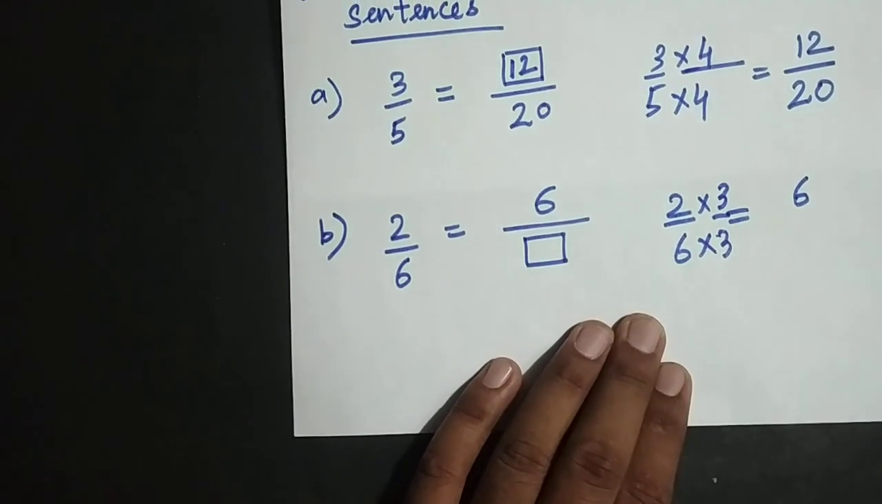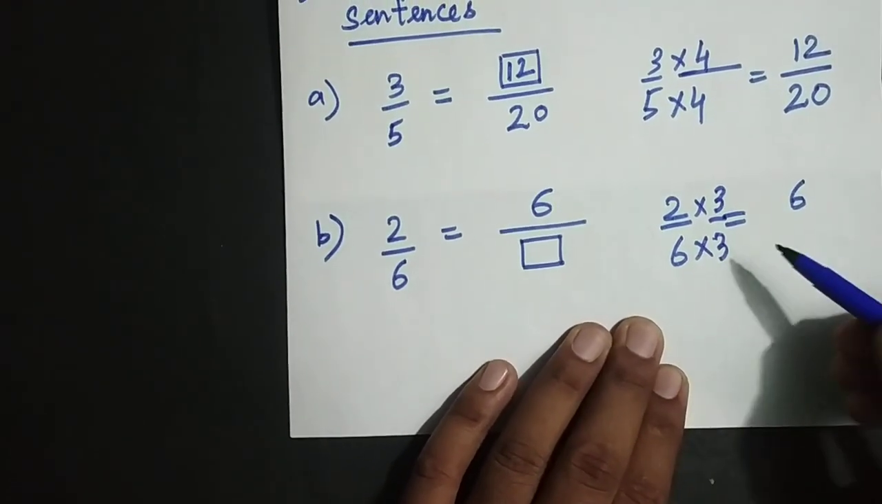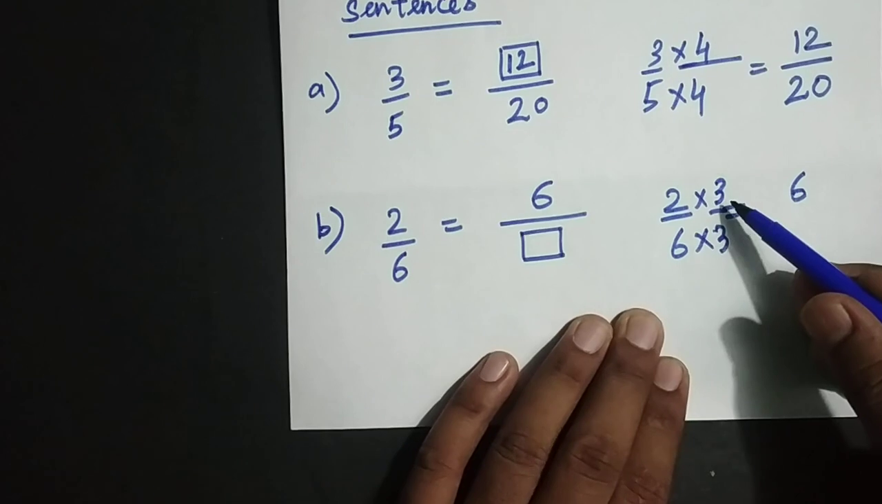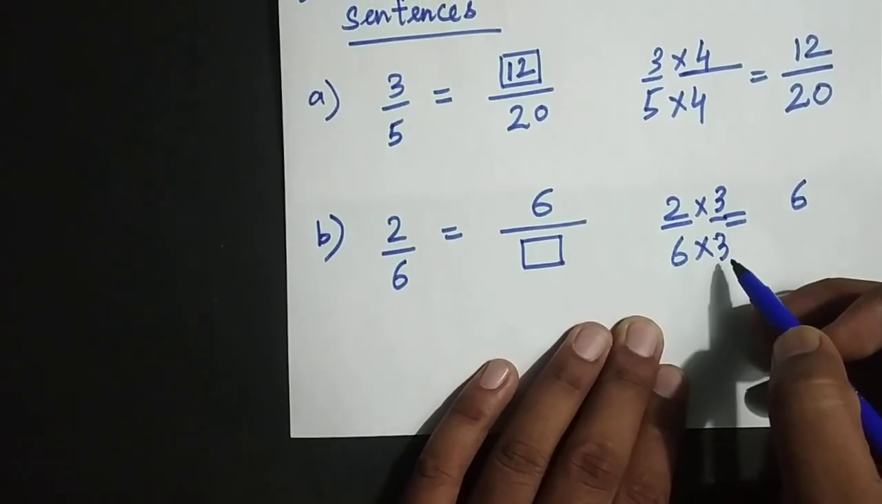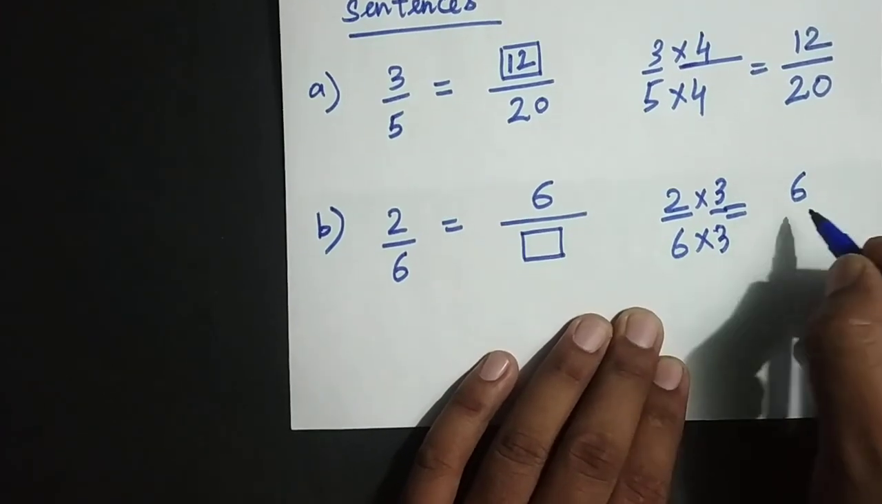We will multiply by 3 only. Always remember, whenever we have to multiply or divide, we have to multiply or divide with the same number. Means 6 is 18.